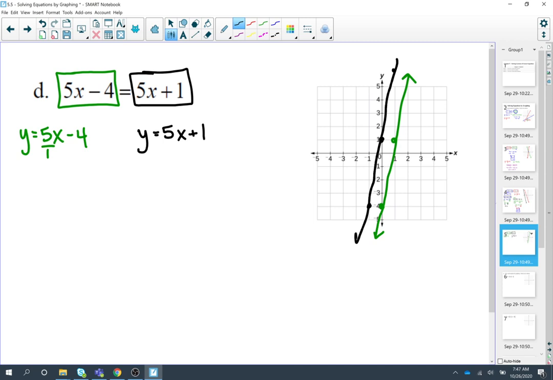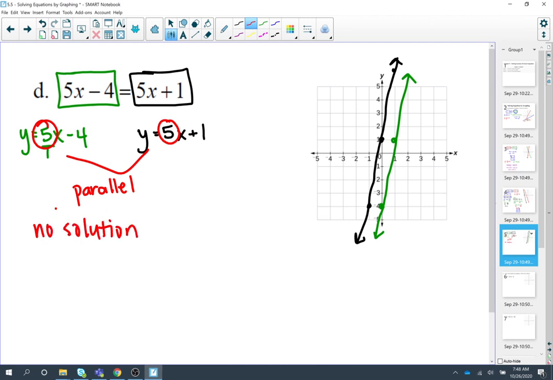Now, on this one, once again, I don't have an intersection. But this one's a little different than the last one because the last one had two different slopes. What do we notice about these slopes? And more importantly, these lines. These lines are parallel. They have the same slope. So if they're parallel, are they ever going to intersect? And the answer is no. So if they're never going to intersect, that tells me that this equation has no solution. There's no value of x that I can substitute in that's going to make it true.